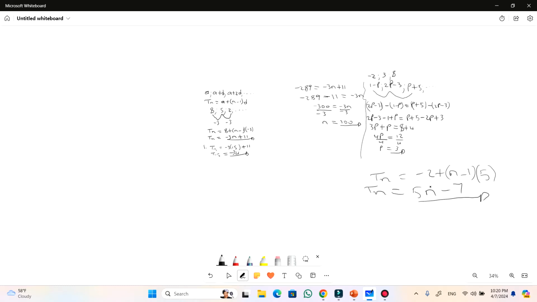So if you put 3 here, it's going to be 5 times what? 5 times 3, it's 15. 15 minus 7, it's going to give you what? The value of 8, right? So our equation is correct.